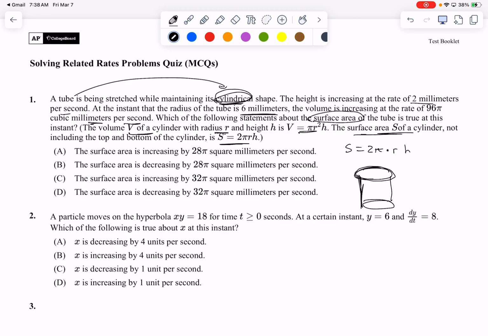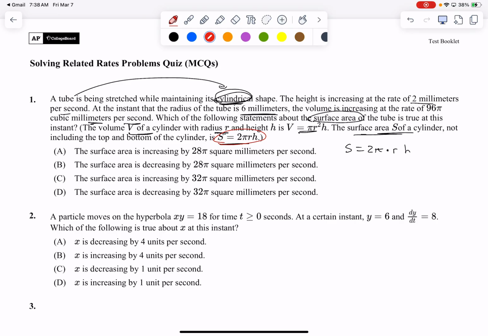So when they say the surface area not including the top and bottom, all this is doing is taking the circumference of the circle, the distance around the circle, multiplying it by the height, and that's just giving you the surface area around the soup can, not including the top and bottom. So that's what that's saying. All right, so we've got that right there as the formula.